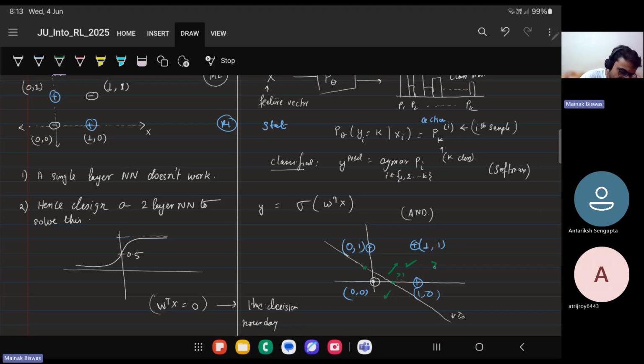So this side is greater than 0.5 and this is less than 0.5. For example, W transpose X is less than 0 on one side and W transpose X is greater than 0 on the other, which means that Y is greater than 0.5 on one side and Y is less than 0.5 on the other. Do you agree?